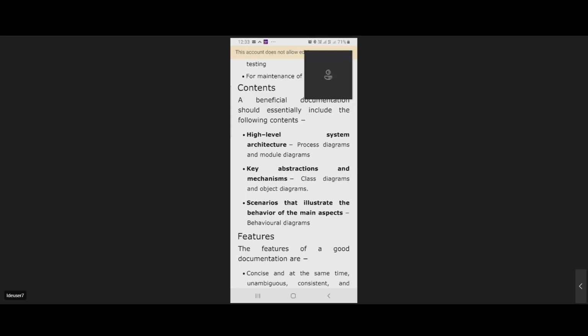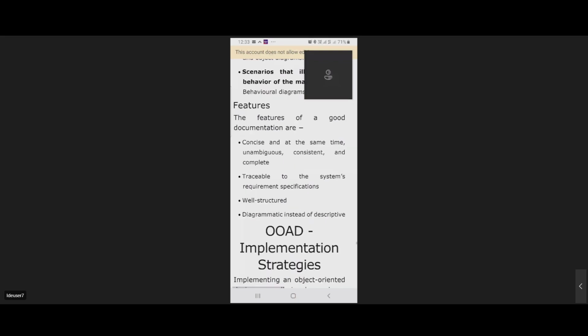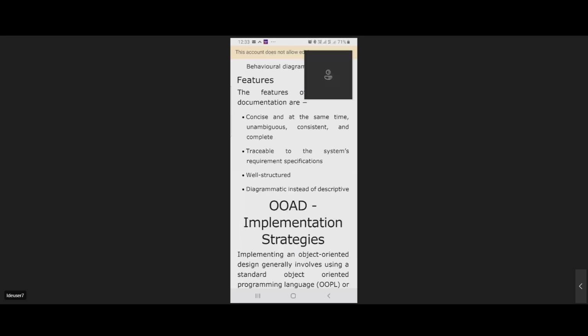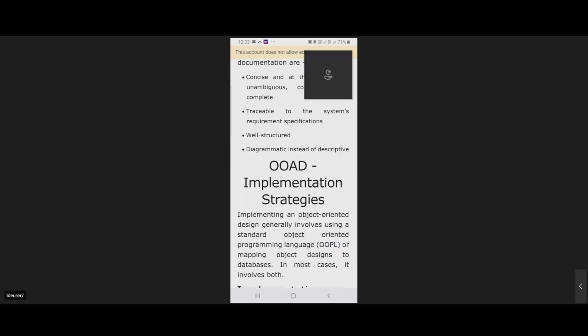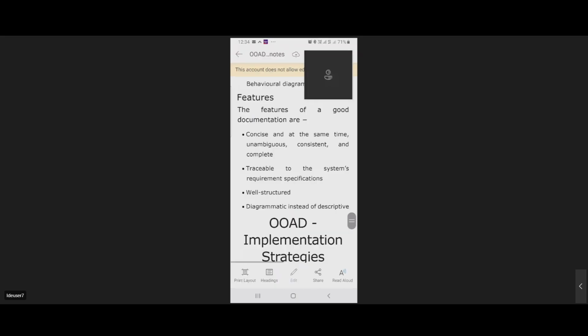The features of good documentation are that it is concise and at the same time unambiguous, consistent and complete, traceable to the system's requirement specifications, well structured, and diagrammatic instead of descriptive. These are the things that come under this.